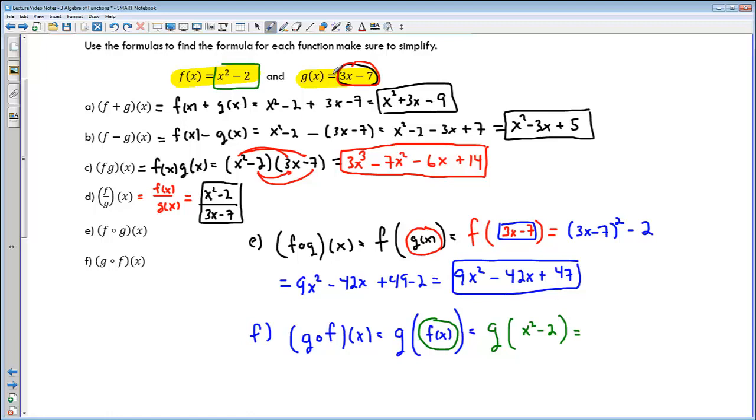So I go up to g, and I see g is a rule. 3 times it minus 7. So this is sort of my new it. And so I'm going to take 3 times it and take away 7. So 3 times x squared minus 2, and then take away 7. And so that's going to be equal to 3x squared. I'm just going to distribute that 3 through, so 3 times this and 3 times that. And so then 3 times minus 2, which is minus 6, and then minus a 7. And so that's going to be equal to 3x squared minus 13.